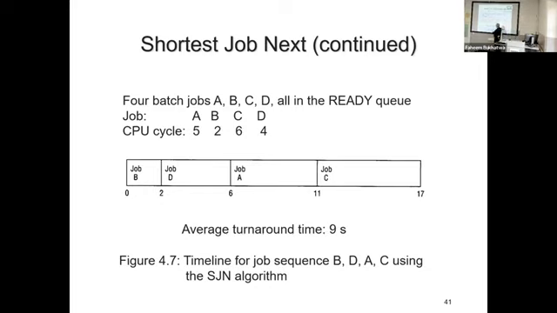We look at them, we say, who's the shortest job? B. So we start with B. Let B run for 2 seconds. And then D is the next one.